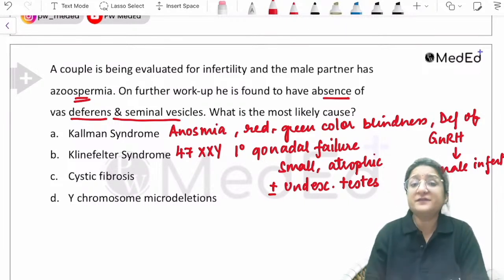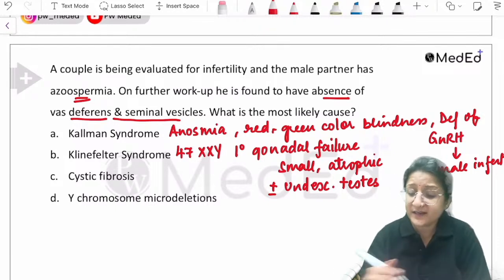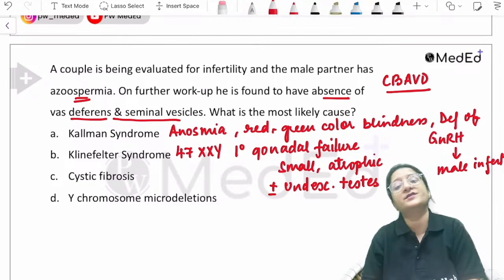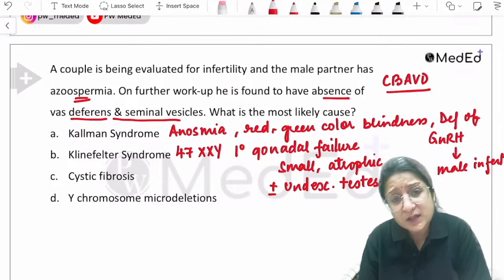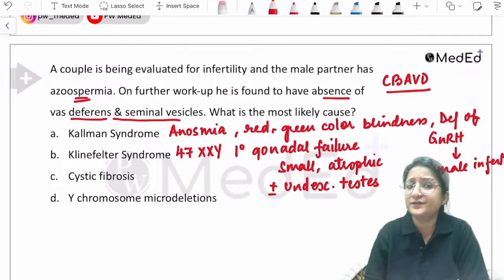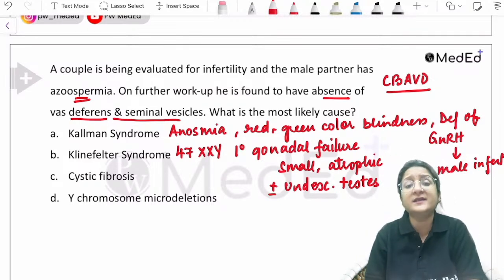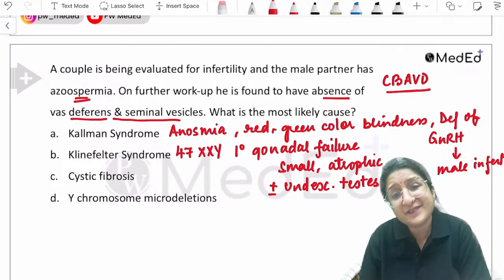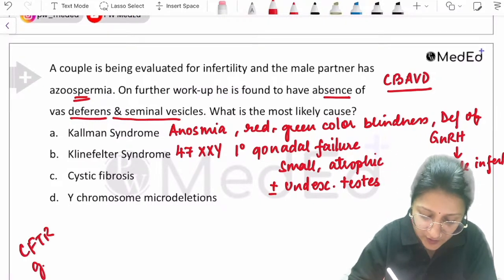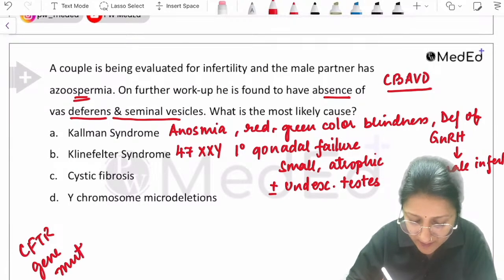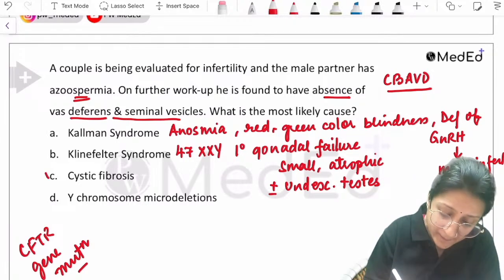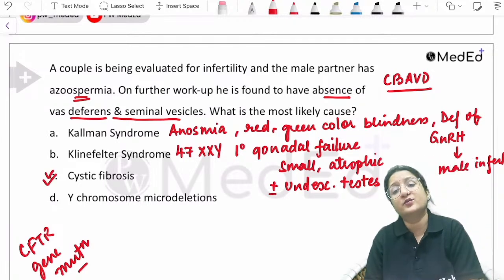Cystic fibrosis, on the other hand: the situation they're describing here is congenital bilateral absence of vas deferens. About two-thirds of these patients are found to have an associated mutation in the CFTR gene. CFTR gene mutation can be associated with cystic fibrosis also. So that's why the answer is cystic fibrosis here.